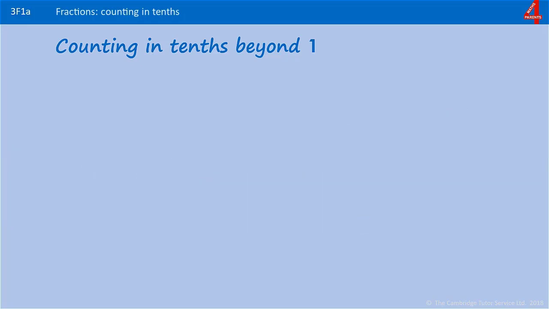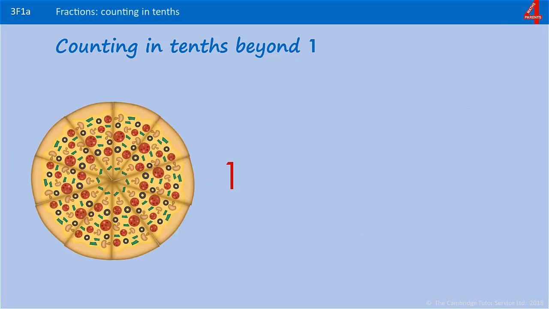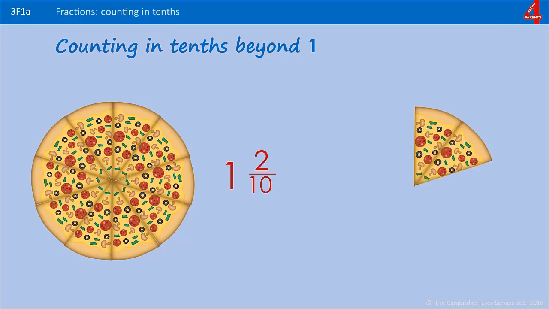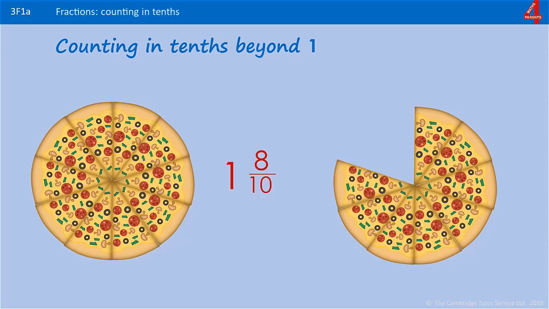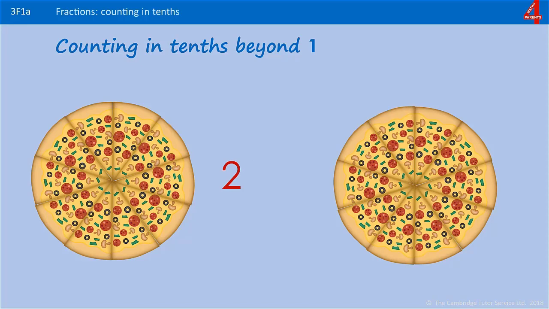Looking at that again, just using a different image, we have one whole pizza. If we add on a tenth more of a pizza, we have 1 and 1/10. We add another tenth, that's 1 and 2/10. And keep adding tenths, and the numerator will go up each time. Each time we have a whole pizza, and we're adding another tenth, until we get to 1 and 9/10. When we add a tenth to 1 and 9/10, we now have 2 whole pizzas.